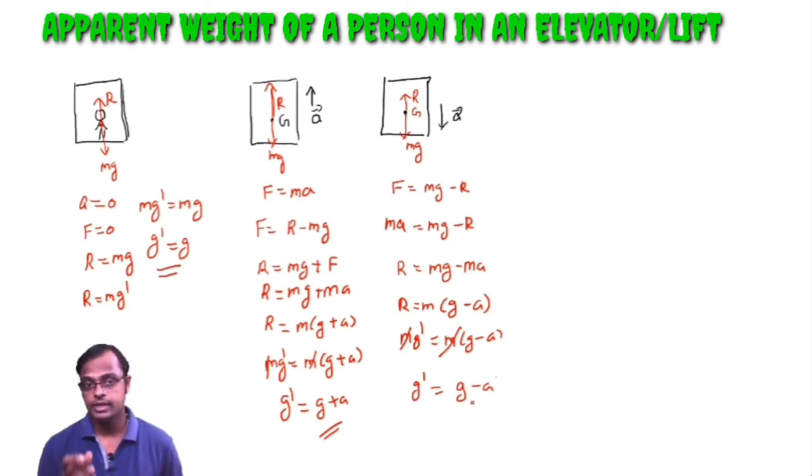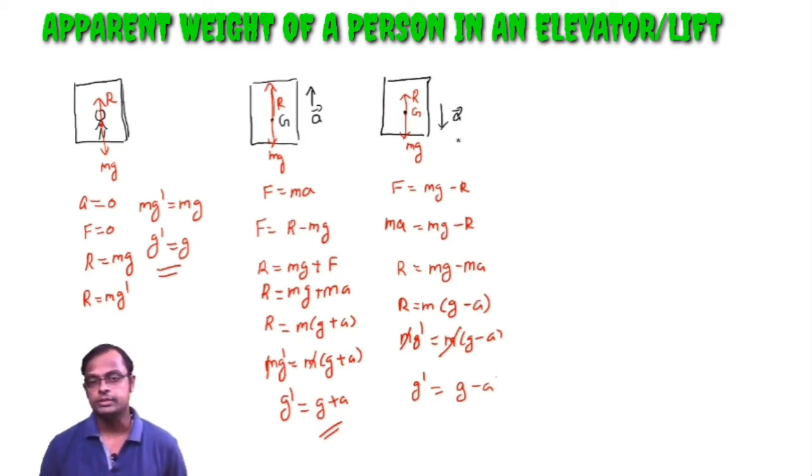In the second case, acceleration was upward. In that case, g dash is equal to g plus a. That means the effective value of acceleration due to gravity will be greater than the actual value of acceleration due to gravity. When the lift is accelerating downward, the effective value of acceleration due to gravity will be less than the actual acceleration due to gravity.